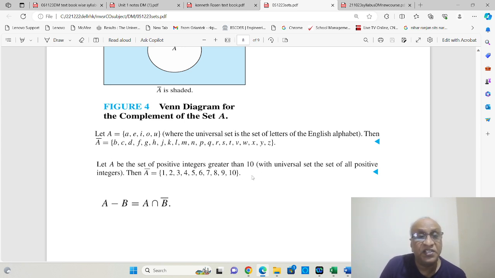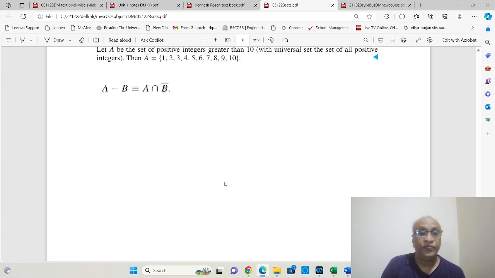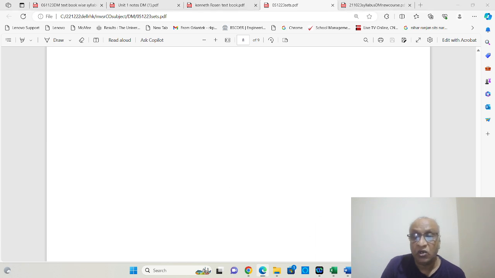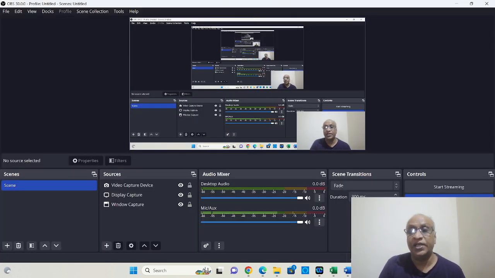Similarly, one more example for complement. Suppose you have a set A which consists of all positive integers greater than 10. Then the complement of A will be all the elements which are less than or equal to 10. So 1 to 10 will be the members of that. Okay. So let us stop here our discussion of set theory and set operations, including the Venn diagram.